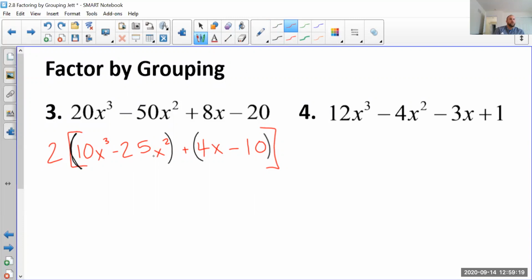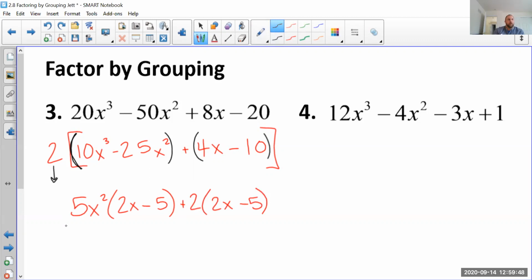So we're going to look at this first grouping, pull out a GCF. So we should have 5x squared, which leaves me with 2x minus 5 plus, looks like 2, which leaves me 2x minus 5. And so this is what I'm talking about. I need to bring this 2 down here.